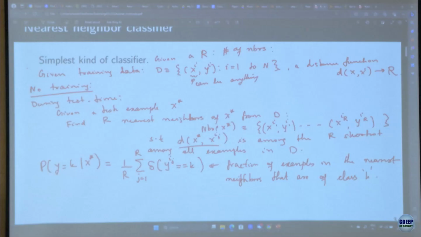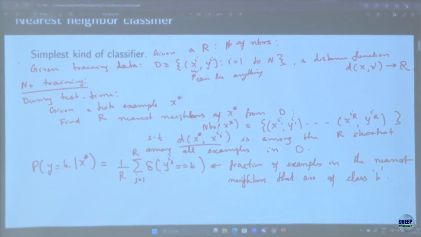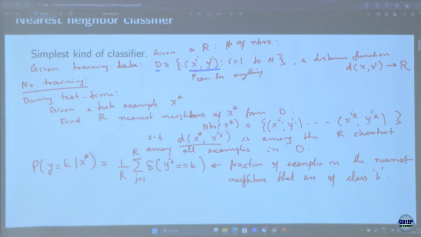So this is the nearest neighbor classifier. It's the simplest kind of classifier, where you are given a training data set. And the training data set is just, you know, our usual input output pairs. And you are given a distance function, okay, between pairs of examples. And you do not do anything during training.